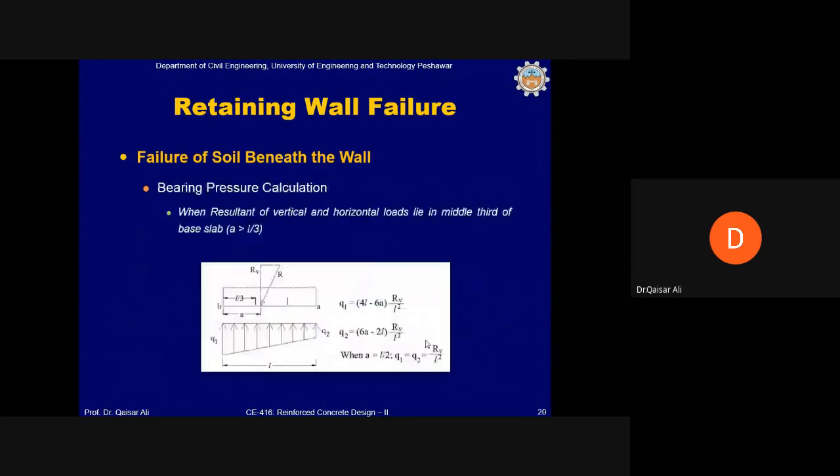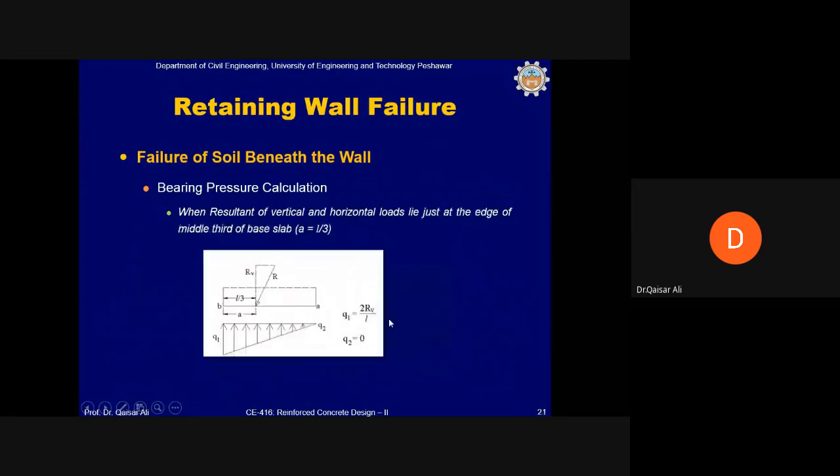Okay, if the condition is such that R falls within the middle third, which is case number 2, Q1 and Q2 can be calculated from these equations, and these equations are available in almost every geotechnical book. Q1 is the maximum pressure beneath the toe, and Q2 is the minimum pressure beneath the heel. If resultant R falls at the edge of the middle third, then Q2 is 0 and Q1 can be calculated by this equation.